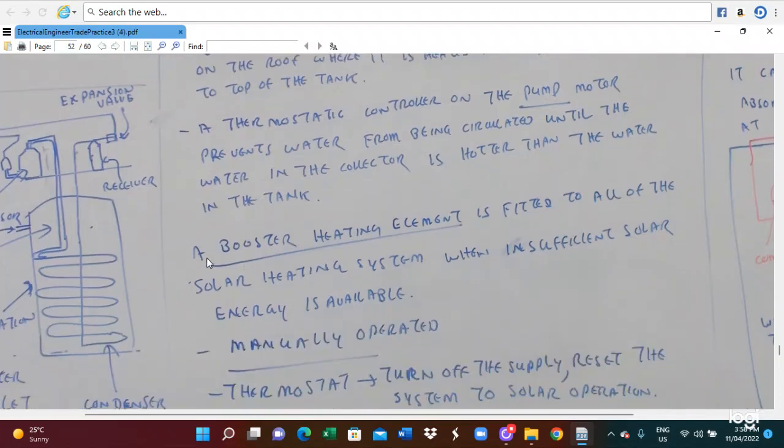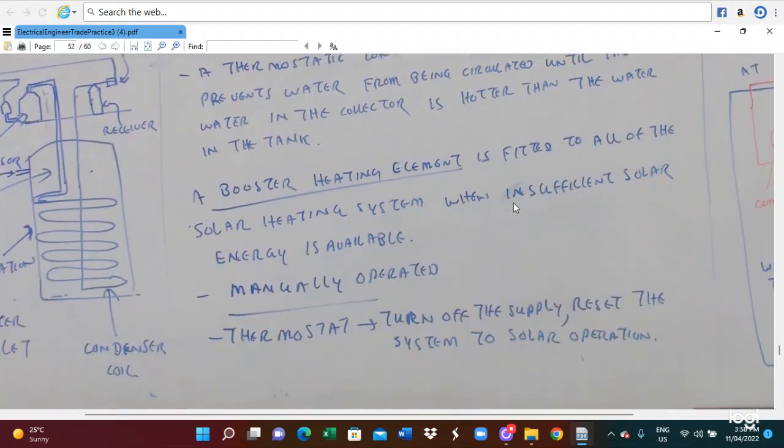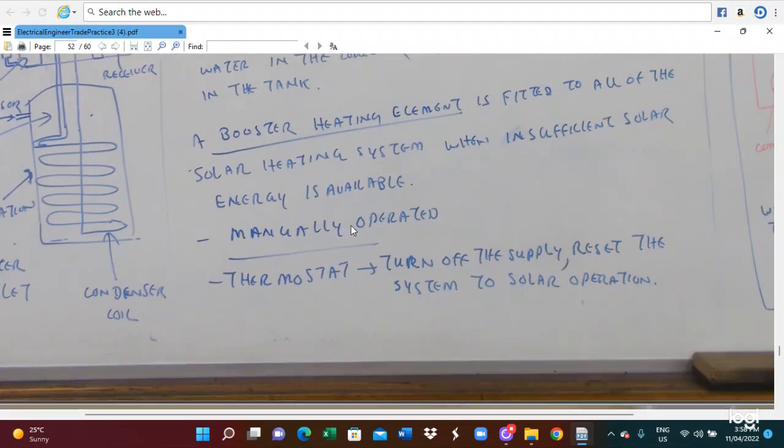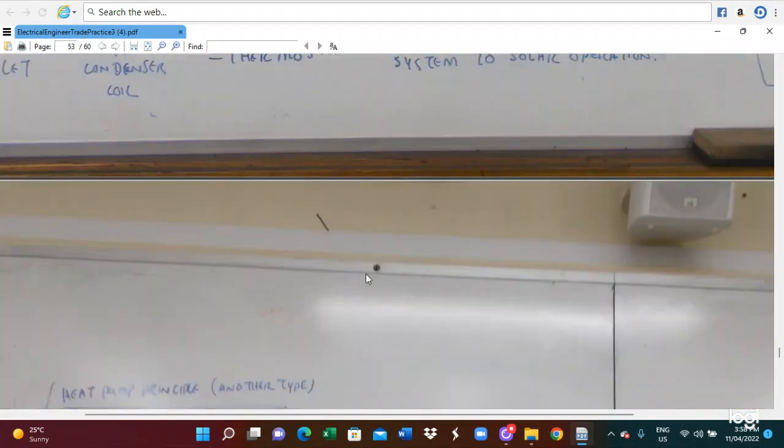The booster heating element is fitted to all of the solar heating systems for when insufficient solar energy is available. It can also be a manually operated thermostat function, so that shutting down the supply resets the system to solar operation.